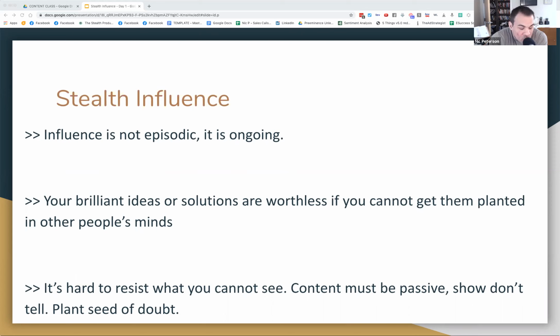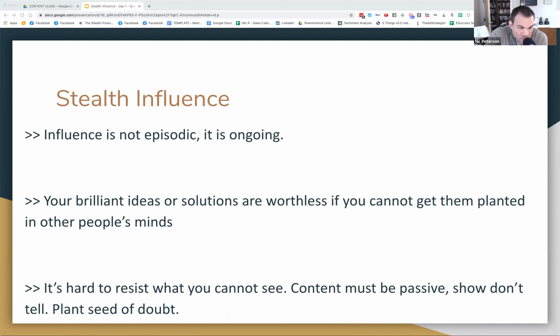100,000 times more effective than me showing up saying, hey, if you listen to me, your life will be better. Right? That creates resistance. It is obvious that I am doing that and saying that. So we want to show, not tell, which again, it's always ongoing. Okay. So it's hard to resist what you cannot see.